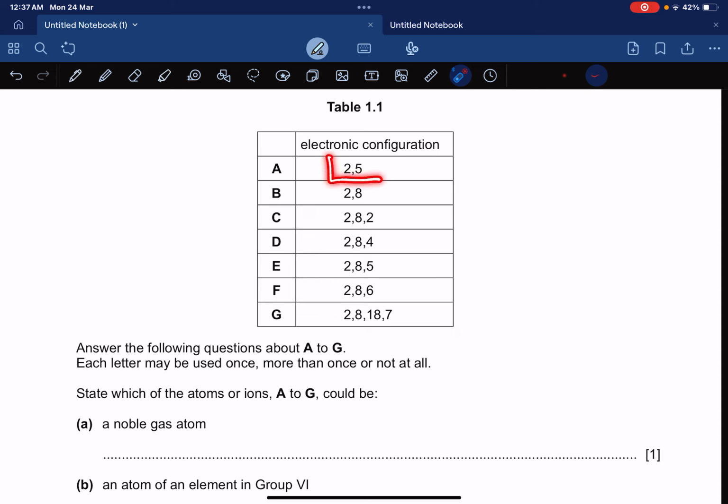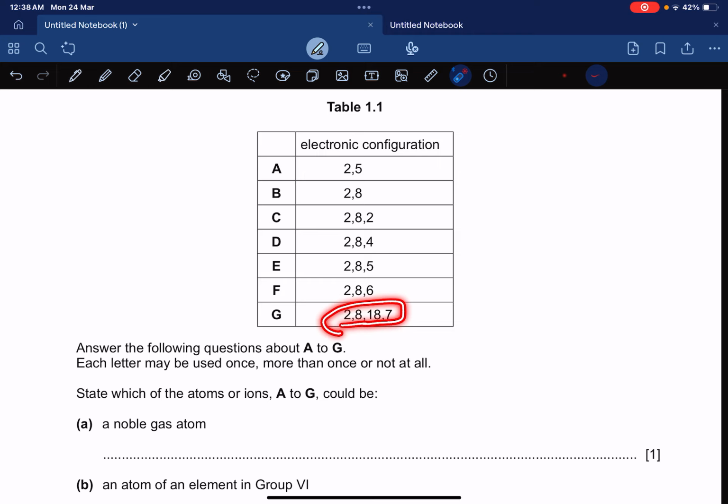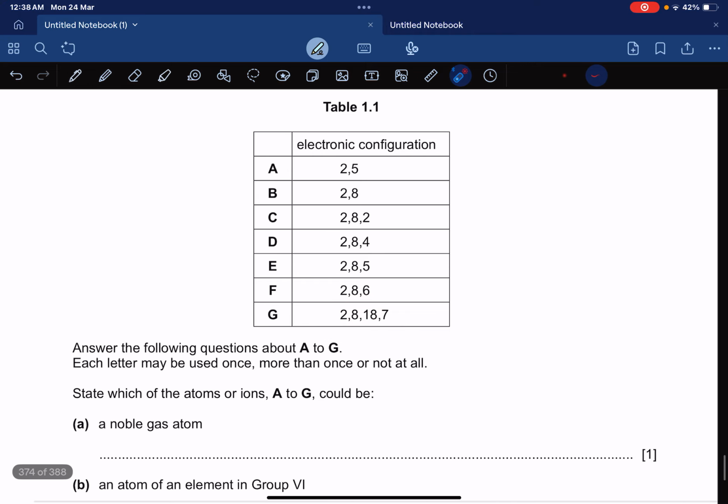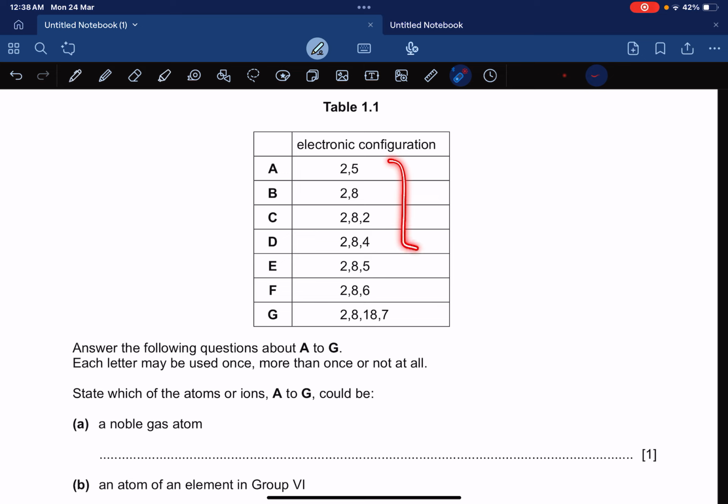Okay, the electronic configuration means that firstly we have shells. Okay, the numbers in this has 3 numbers, this has 3 numbers, this has 3 numbers, this has 3 numbers, this has 4 numbers. These numbers tell us how many shells that atom or ion has. Okay, if it's 2, 8, 18, 7, that means that in the first shell it's 2, then in the second shell it's 8, then in the third shell it's 18, and then in the fourth shell it's 7. Okay, so basically these are telling you about the shells. How many shells does that atom or ion have?